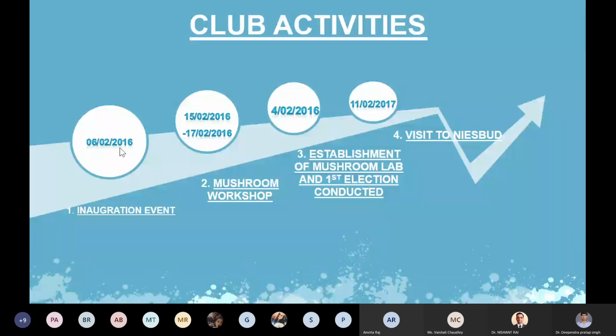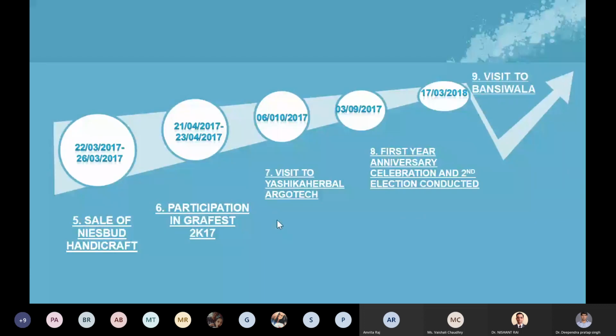After the inauguration in 2016, we had a mushroom workshop, and after the mushroom workshop, we established our own mushroom lab. That is also the time when the first election was conducted and the first executive body was formed. After that, we visited Nesbud, participated in Grafest, visited Yashika Herbal Agrotech, and many more.